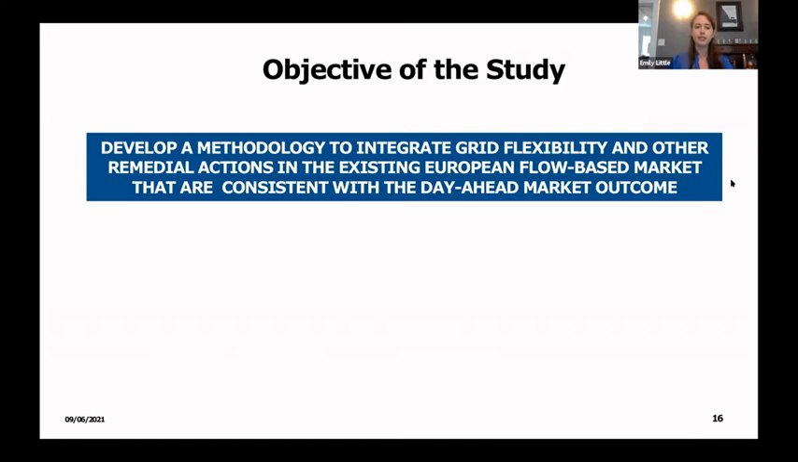The objective of this study is therefore to develop a methodology to integrate grid flexibility and other remedial actions into the existing European flow-based market that are consistent with the day-ahead market outcome. And I'll talk a little bit more about what I mean by that in the next section.